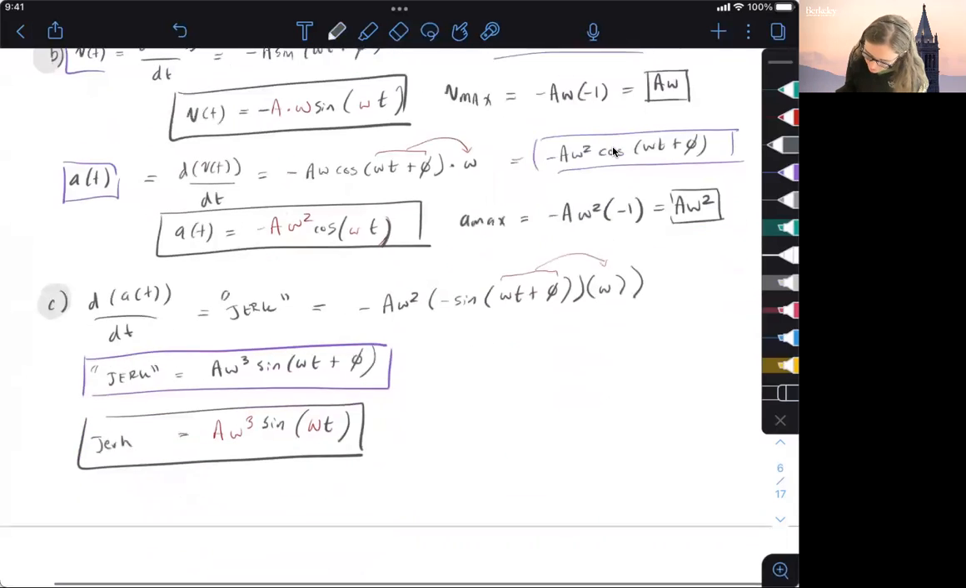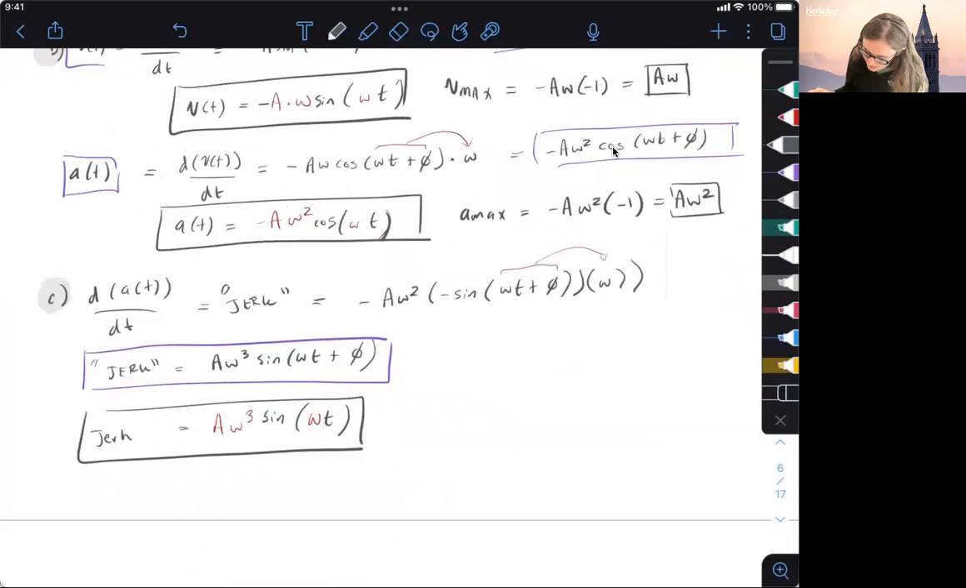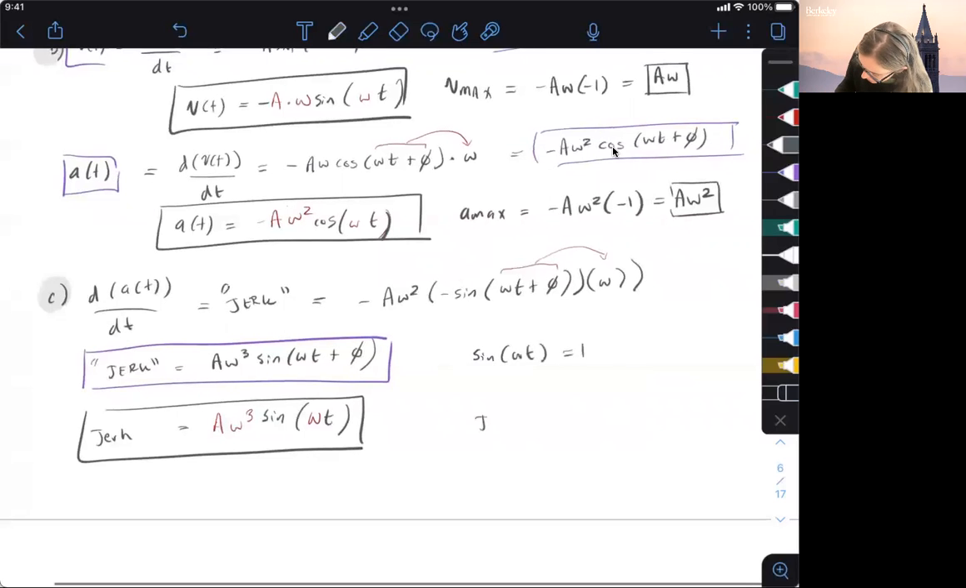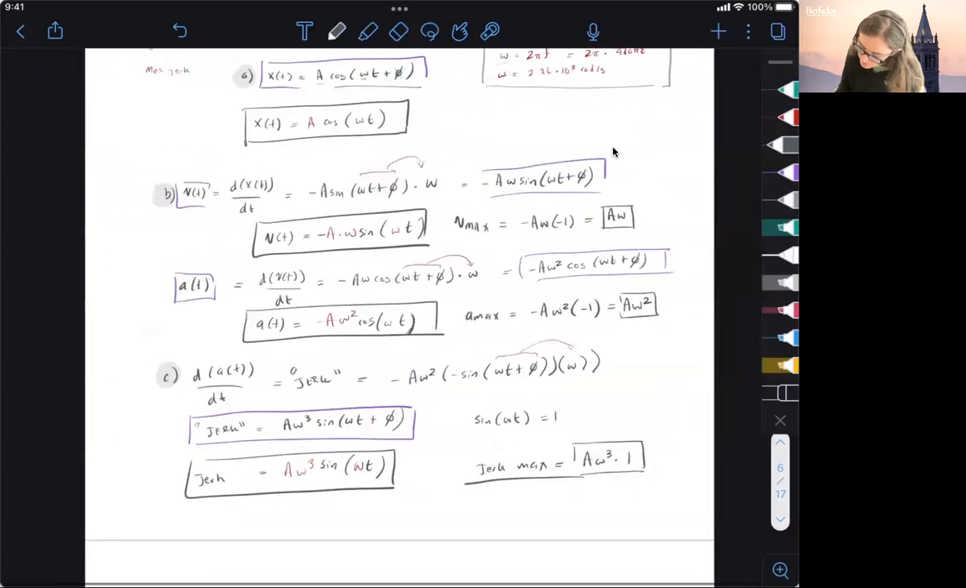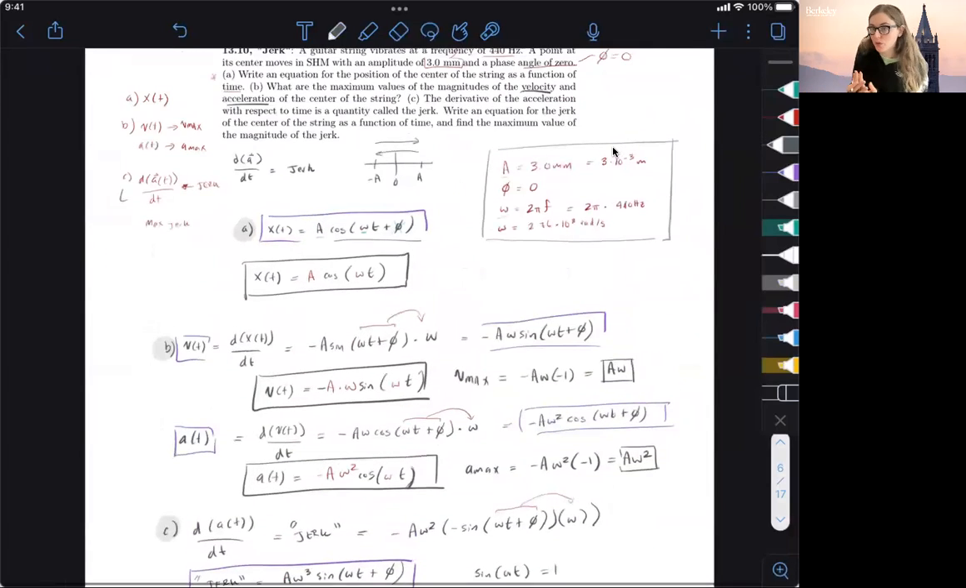Okay, so what about down here? What is my max jerk? My max jerk would be when sine of WT is equal to 1, right? Because that would be the largest magnitude. So jerk max would be equal to AW to the third times 1, okay? And that would be the max. So again, just plugging in the values that you have to solve for this problem. And if you look at the solution sheet, there are some actual numerical numbers there if you want to try to crunch these numbers on your own.